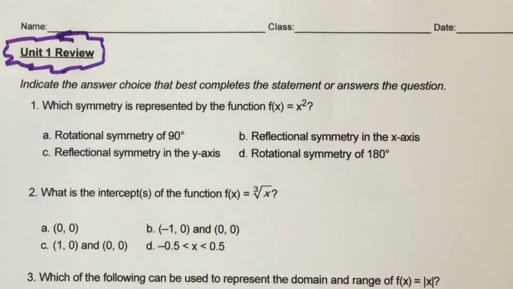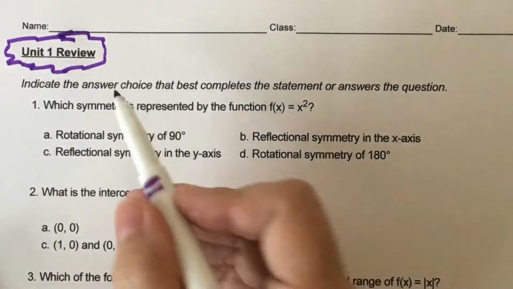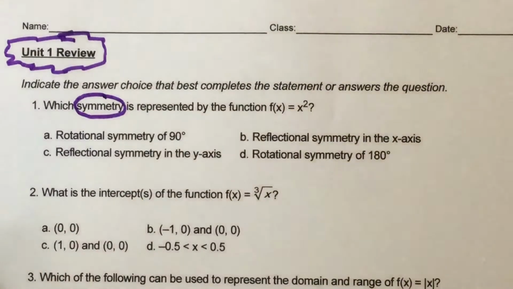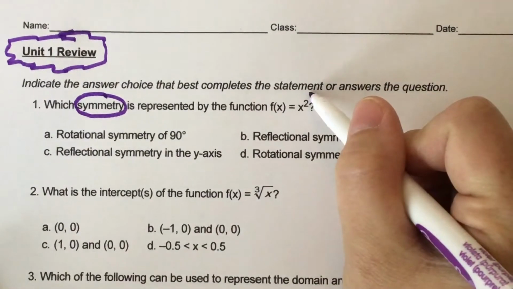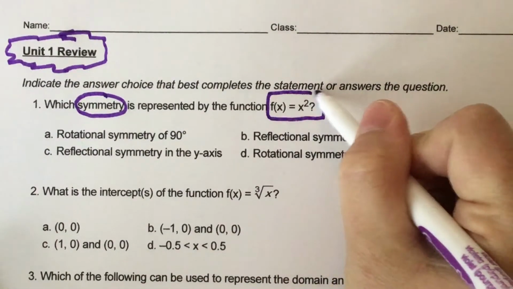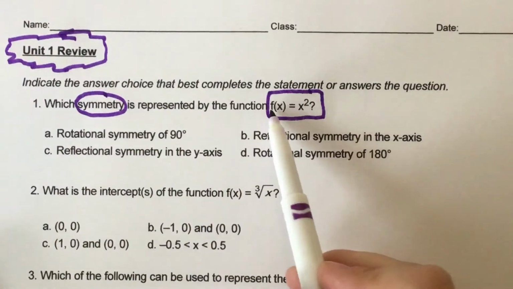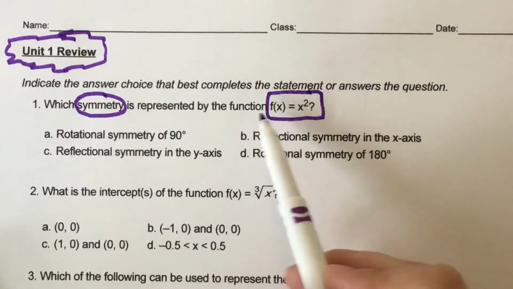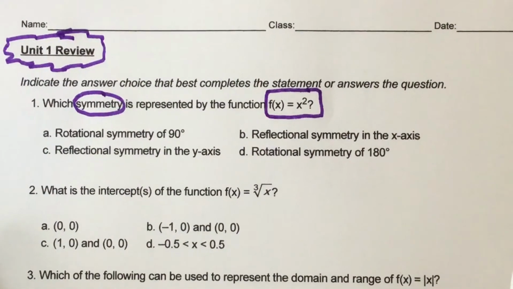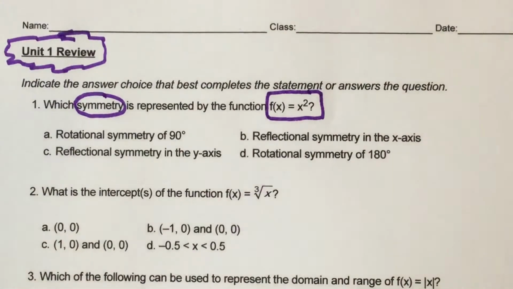All right, so number one says, which symmetry is represented by the function f of x equals x squared? All right, so first you need to know what this graph looks like. So if you don't know what this graph looks like, then you're going to need to graph it, okay? And if you know what it looks like, then fantastic.